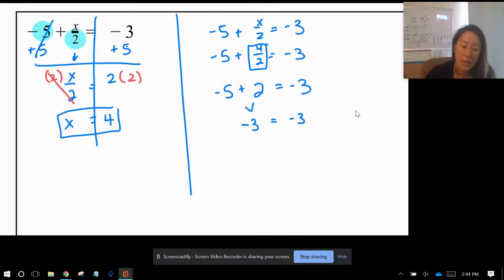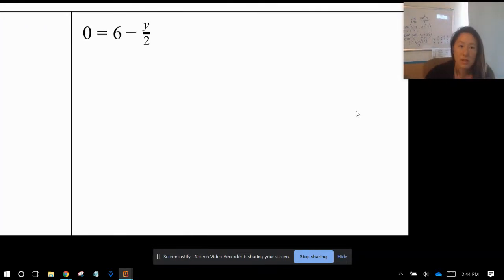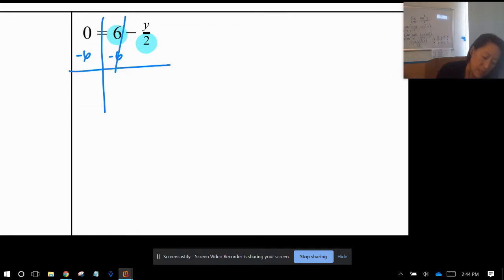Okay, you try the next one. 0 is equal to 6 minus y over 2. What is the 2 doing to the y? It's dividing. What is the 6 doing to the negative y? It is adding to it. So what do we undo first? The adding. So we're going to subtract 6 from both sides, leaving us with negative 6 is equal to negative y over 2.